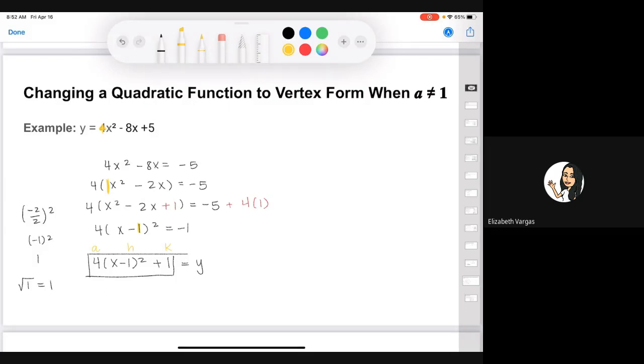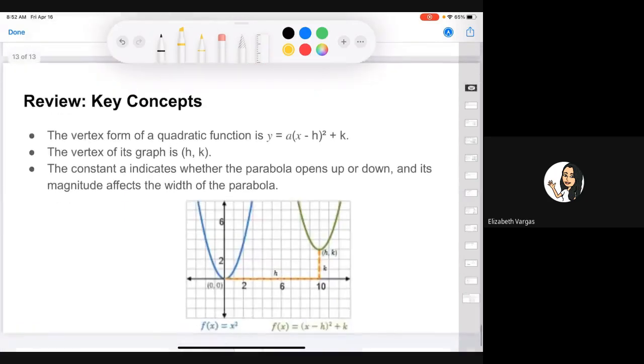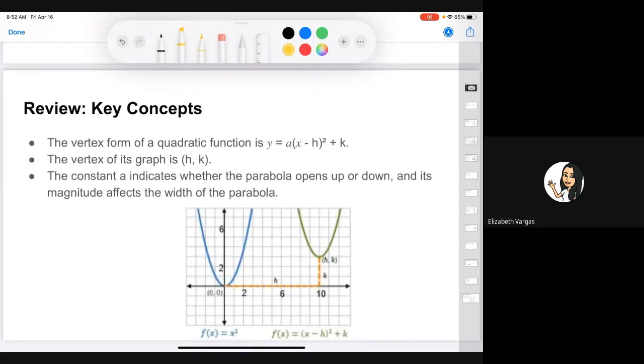Okay. So basically we went over today, the vertex form of a quadratic equation is y equals a times x minus h squared plus k. The vertex of the graph will be whatever h and k is. And then the constant a indicates whether the parabola opens up or downward, and its magnitude affects the width of the parabola. So again, if we have a negative a, then we flip that graph upside down. And then depending on the type of a we have, you can tell whether it shrinks or it doesn't shrink.